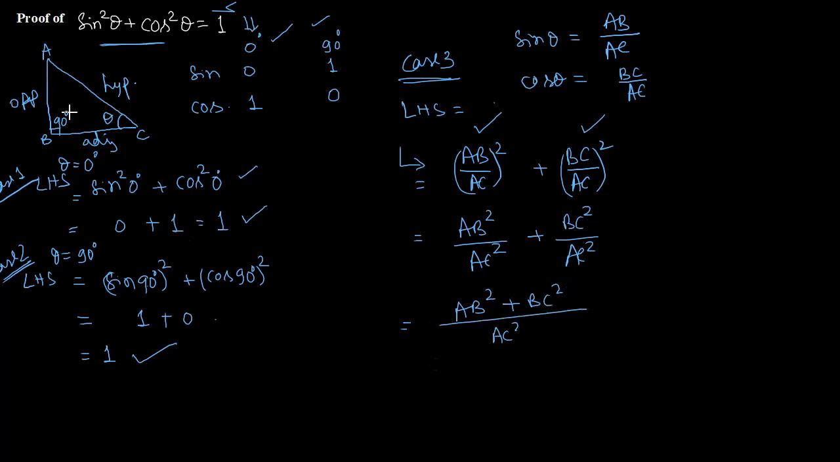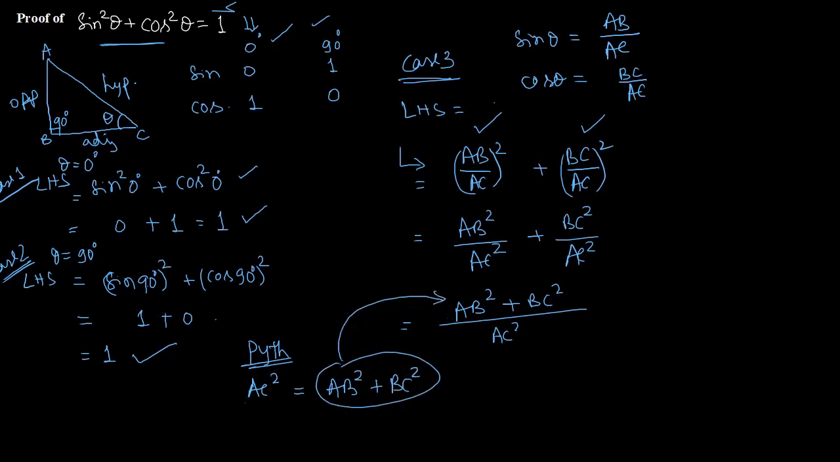If I go back to my diagram and use the Pythagoras theorem, AC square, the hypotenuse square, is equal to the sum of the squares of the other two sides, which is AB square plus BC square. Sorry, it is AB square plus BC square, right? So that numerator is equal to AC square. So I can substitute that as AC square divided by this AC square. AC square, they get cancelled, I get 1, which is equal to RHS.